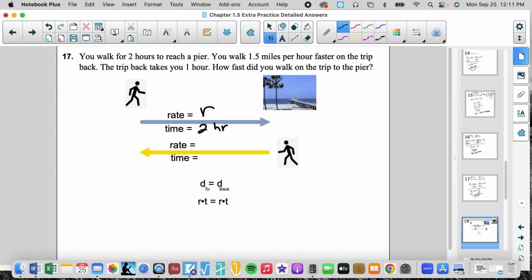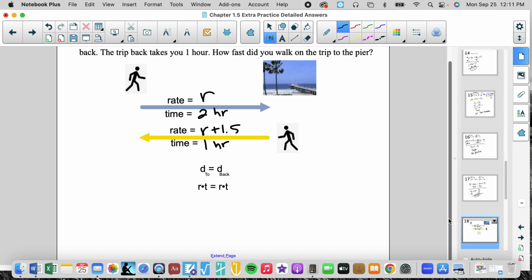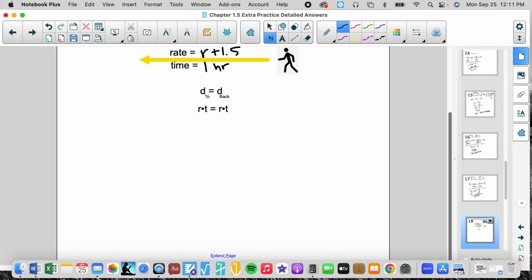And then coming home, I walk 1.5 miles per hour faster on the trip. So I'm going to add 1.5 to my rate of speed. And on the trip back, it only takes me 1 hour. That makes sense because if I'm walking faster, it's going to take less time. So when we see this equation, we know the distances are going to be the same. Distance to is going to equal distance back. We say distance sub t should equal d sub b. Subscript is below the variable.